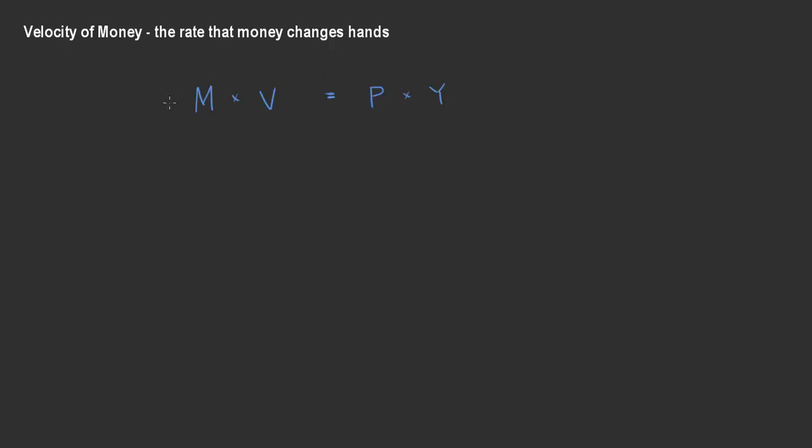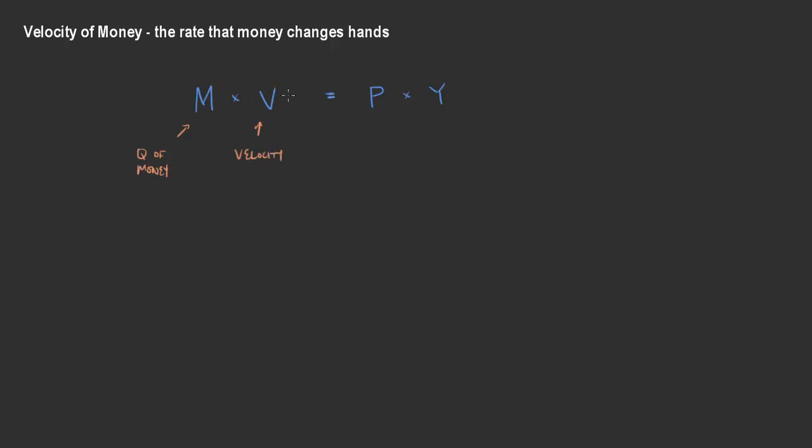The first one here is M, and M here we're talking about the quantity of money that we've previously thought about. We'll just list all these out, the quantity of money here. This would be the quantity of money in the society as determined by the central bank, or in America, the Federal Reserve. And then we have V here, which is the velocity of money, the rate that the money changes hands.